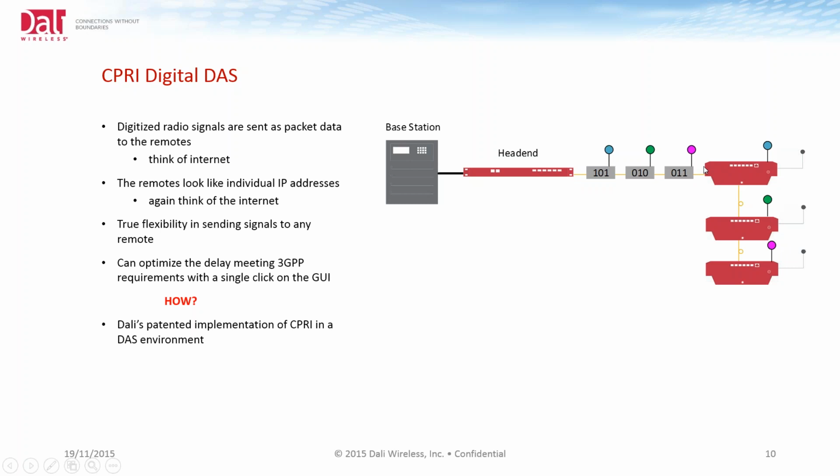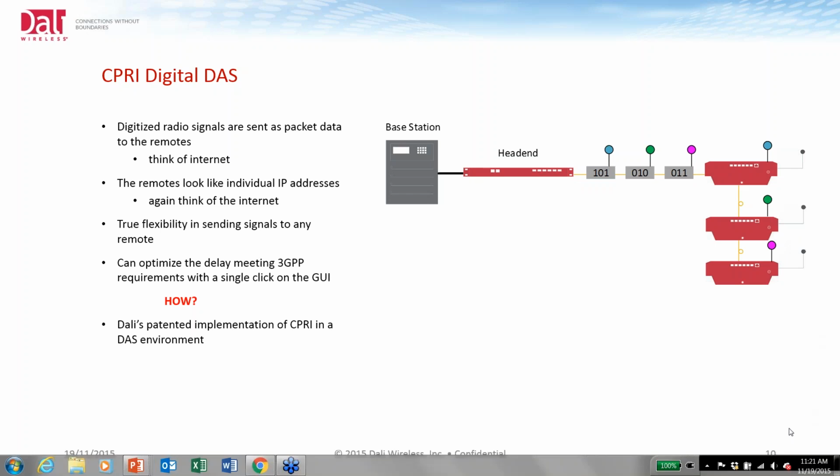So we can take the information from multiple base stations, feed it into the head end, packetize it, and then those packets can be framed and sent to individual remotes. So what we have here is true flexibility in sending signals to any remote because we're using CPRI packet data and we're addressing the remotes just as if they were an IP address.